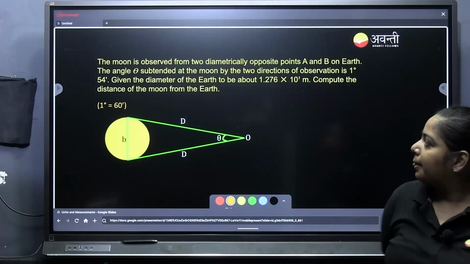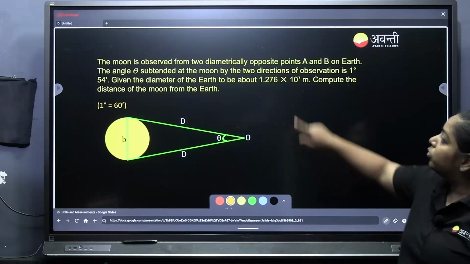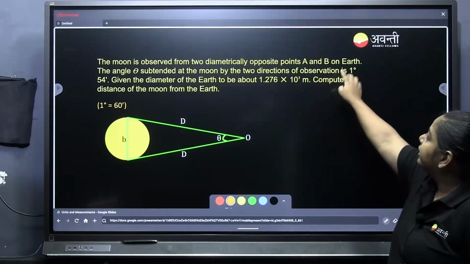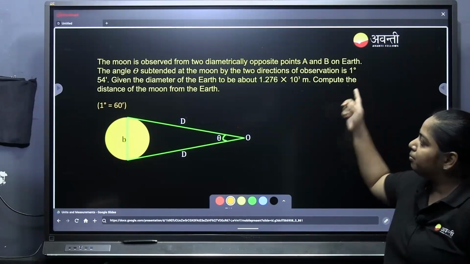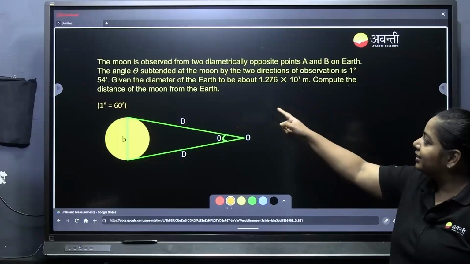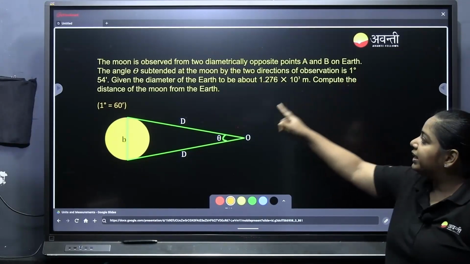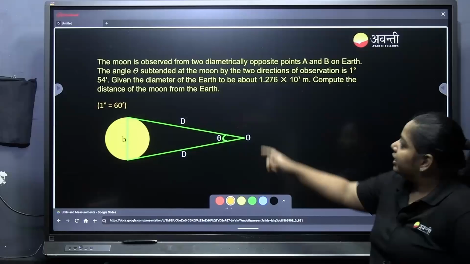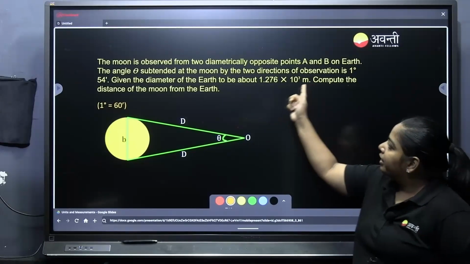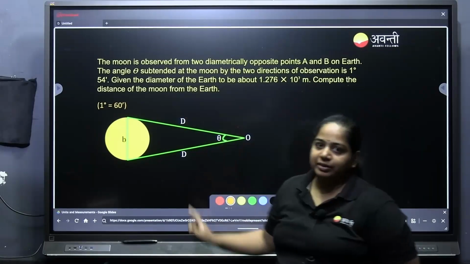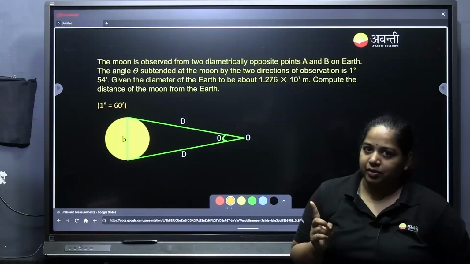Okay. So what is given is that the moon is observed from two diametrically opposite points A and B on Earth. The angle theta subtended by the moon is 1 degree 54 minutes. The diameter of Earth is given. Find the distance of the moon from Earth. So first, we have to use the parallax method.